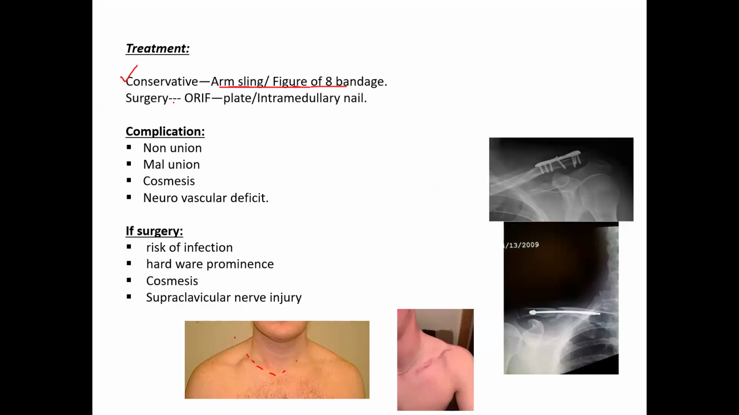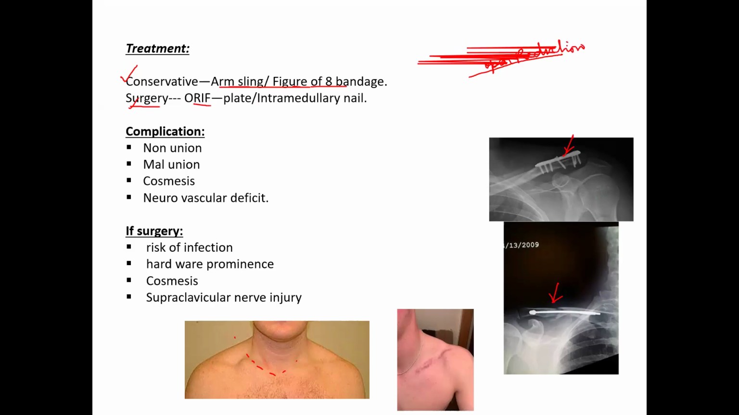And if you feel the patient needs surgery, we go for open reduction and plate or intramedullary fixation. If you see here, the fractured clavicle fixed by plate, and here the fractured clavicle fixed by an intramedullary implant. Most of the time, clavicle fractures are managed the conservative way, unless there is an indication. The indications are out of your scope, but you may want to remember the indications for open reduction.